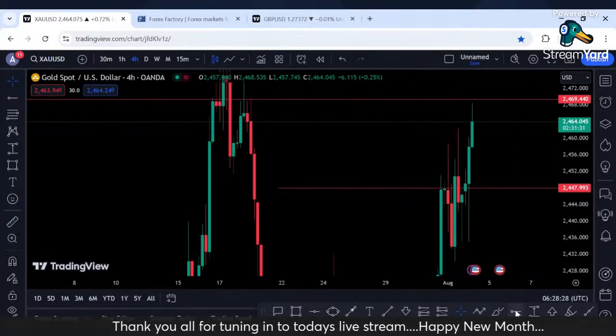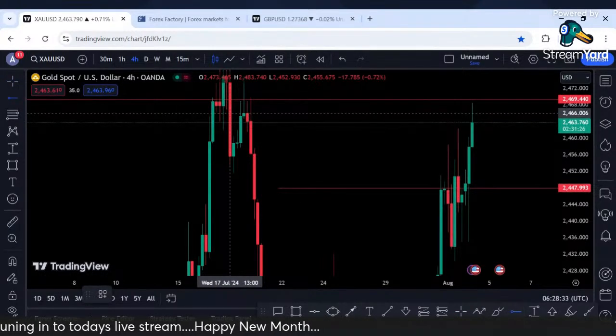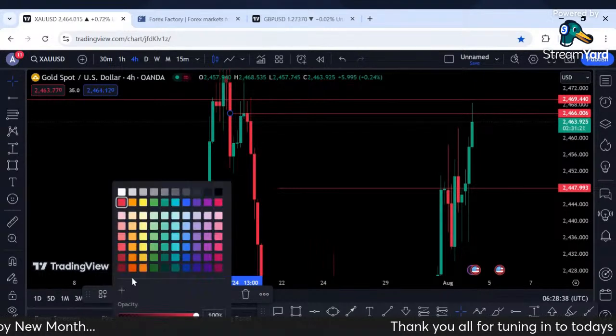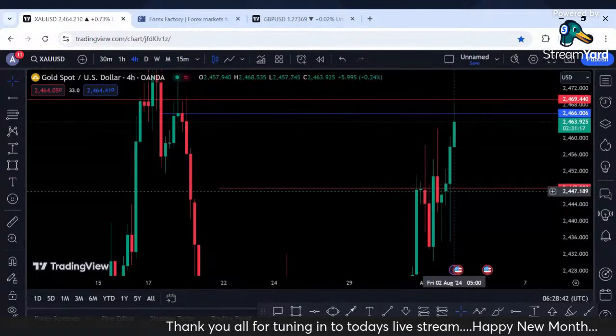Okay, so we are in a strong area of interest. You don't have to start selling. You don't have to sell at the top and buy at the bottom. You have to wait for a clear confirmation before you start selling.